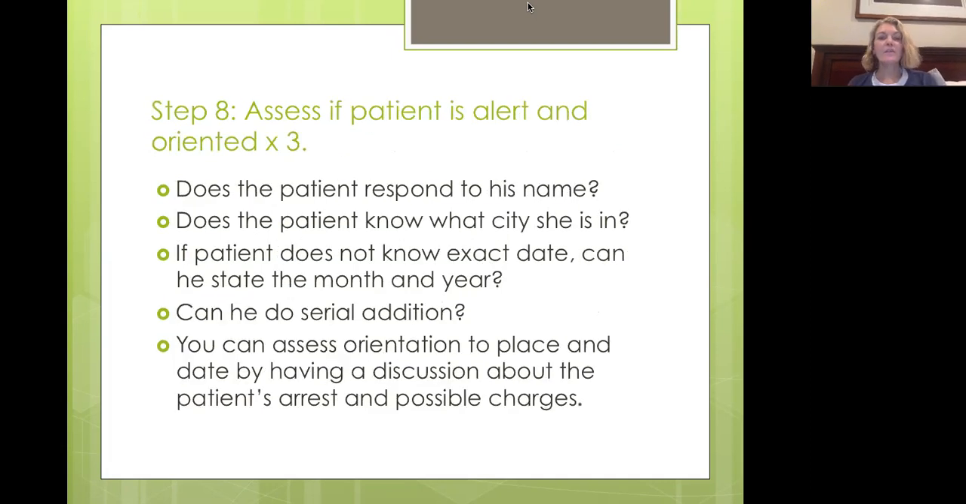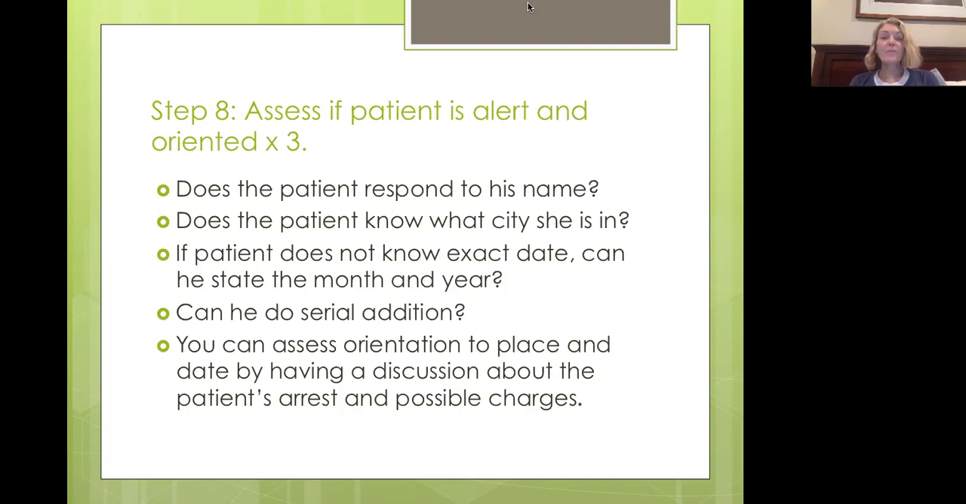Step 8, you want to assess if the patient is alert and oriented to person, place, and date. So does he know his name? Does she know what city she's in? If the patient doesn't know the exact date, which many times our patients really don't, they don't need to, they're not linked to any sort of structure or schedule the way we are as workers. So they really might not know the exact date.